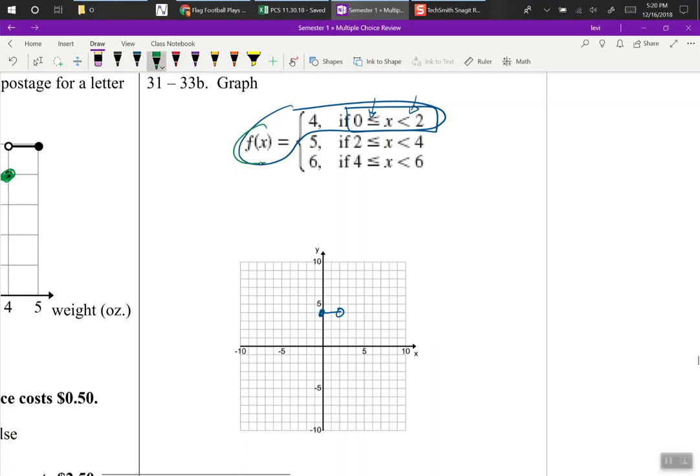We'll be at 5 from 2 to 4. So 5 from 2 to 4. Another closed circle at 2, open circle at 4. And 6 from 4 to 6. So 6 from 4 to 6 with a closed circle at 4 and an open circle at 6.